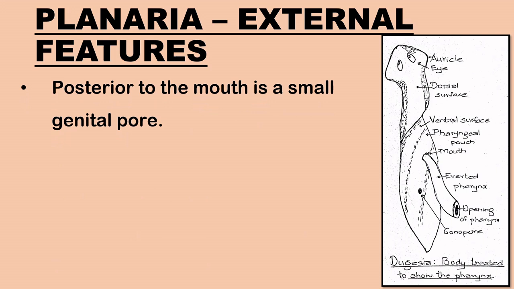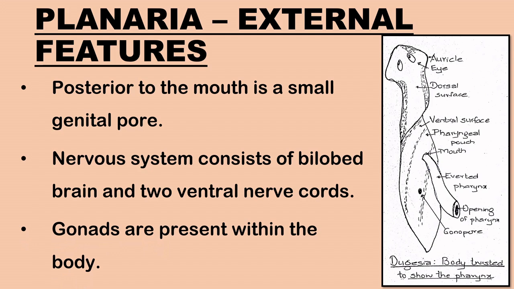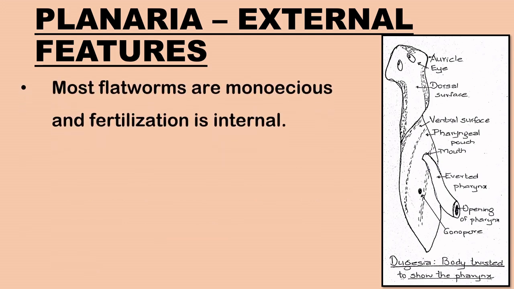Posterior to the mouth is a small genital pore. The nervous system is composed of a bilobed brain and two ventral nerve cords that reach the tip of the tail. Gonads are within the body and are connected to the exterior by accessory organs. Most flatworms are monoecious and fertilization is internal.